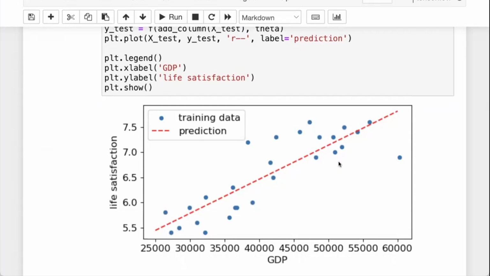So here is the result, as we see. The GDP values are roughly from 25,000 to 60,000. And given theta 0 and theta 1, which are the intercept and slope, this dotted line is what our model predicts. So if you have a country with GDP 45,000, then we can look at the corresponding value here, which is shy of 7, probably 6.8 or something like that. And that would be our predicted value.